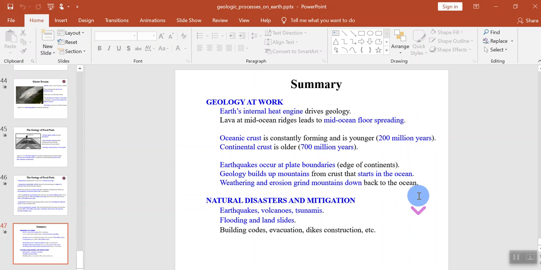landslides and so on. Okay, thank you very much.